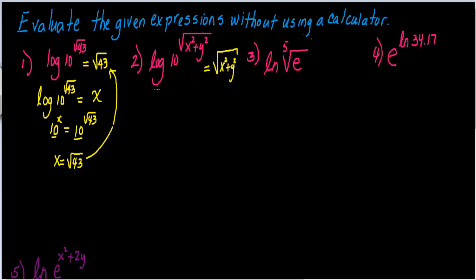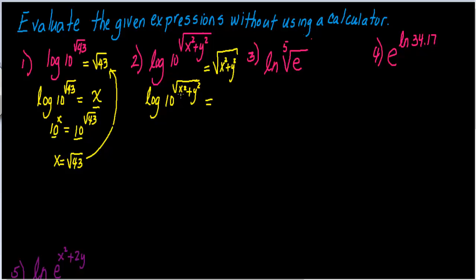The long way, I'm going to rewrite the log. I have log base 10 of 10 raised to the square root of x squared plus y squared. Okay, and what does that equal to? I don't know. Now, we tend to use x as our unknown variable, but in this case, I'm not going to use x. Why not? Because x is being used by the exponent, and I don't want to say that this x that I'm going to get as a result is this same x value, okay?